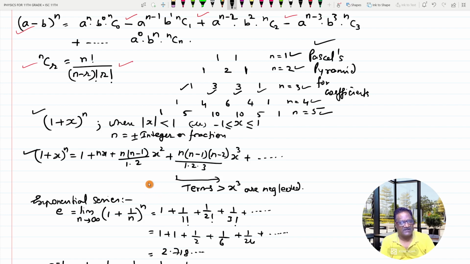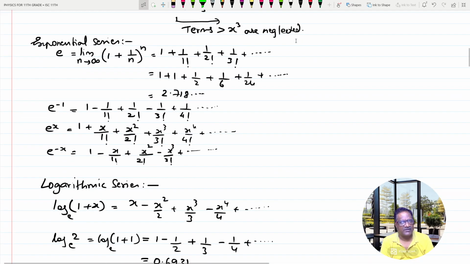Now let us try to understand what else is important in physics. There is something called the exponential series. Now what is this exponential series? The exponential series is nothing but a series, okay, which will tell you about a particular number, like say e. Now this e is known as Euler's constant. E-U-L-E-R, Euler's constant. Okay, you have to pronounce it as Euler.